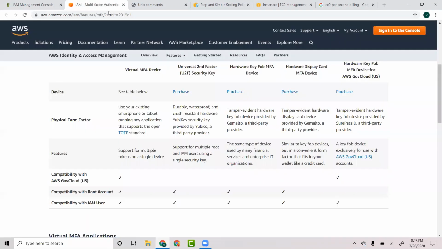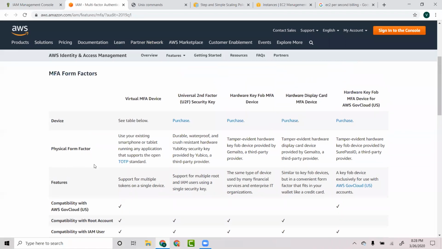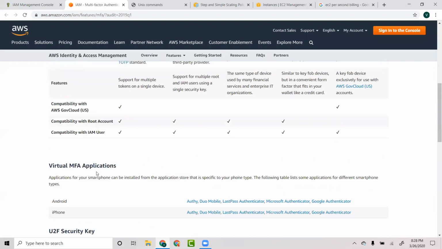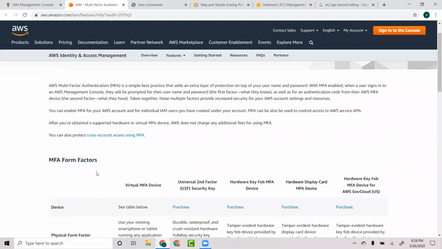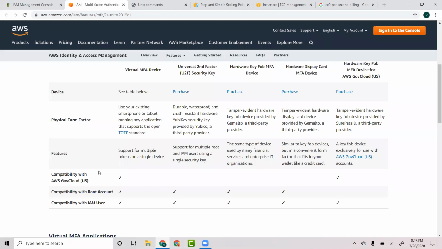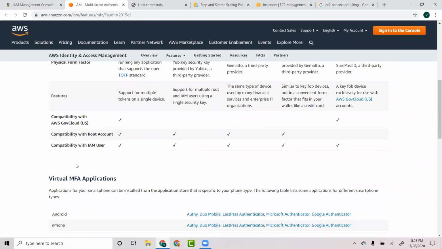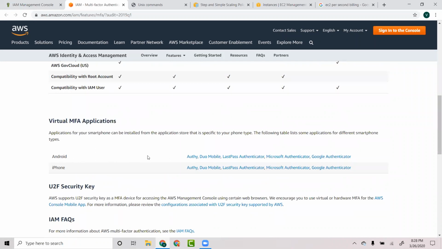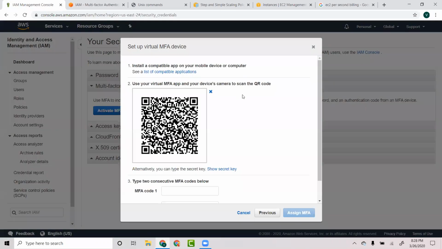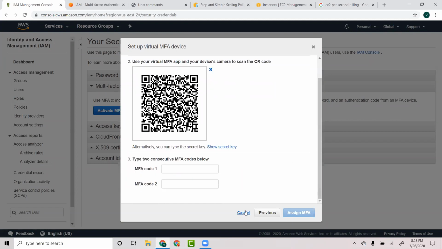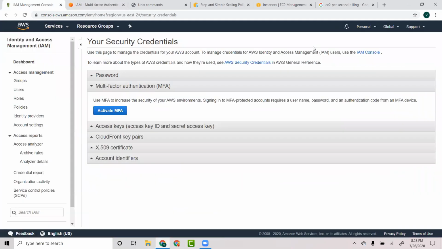So these are all the compatible devices. Your physical form factor, your Google Authenticator, Microsoft Authenticator. Where are your physical features, compatibility, root account, virtual MFA, Android and iPhone. See this one, you have LastPass Authenticator, Microsoft Authenticator, Google Authenticator. These are all supported. Okay. You guys try on your own this one. It's very easy. If you can't do it, I'll set up something, one of the days. So no problem. I'll talk about it.